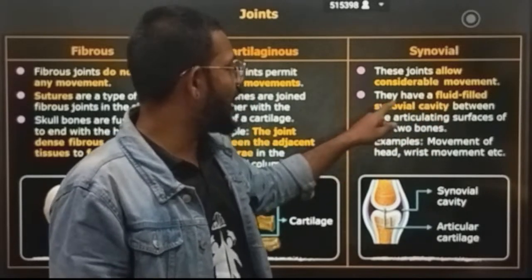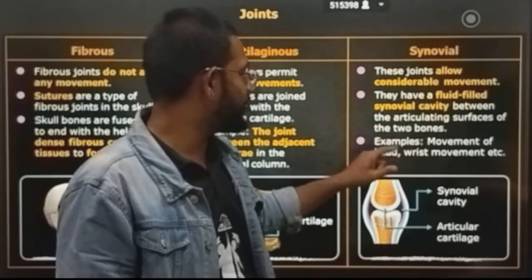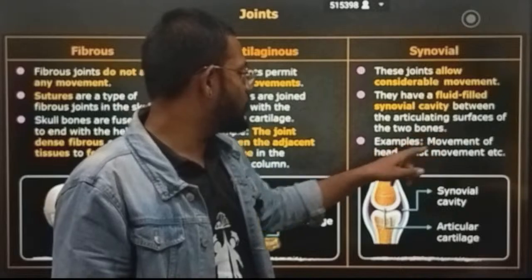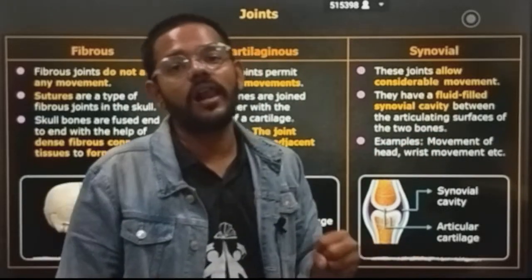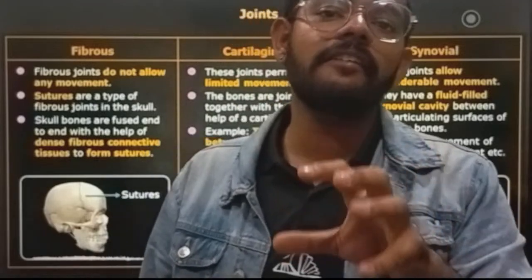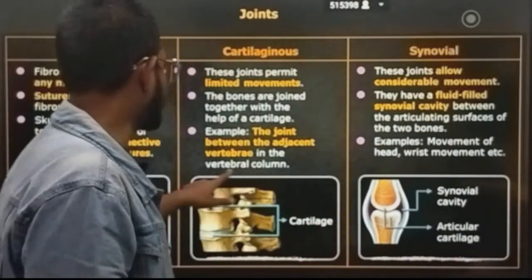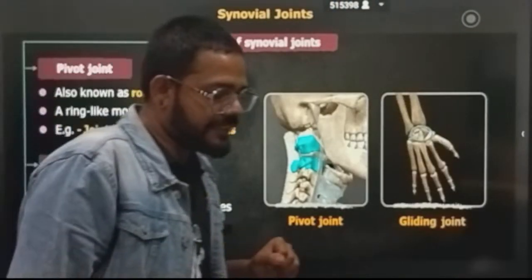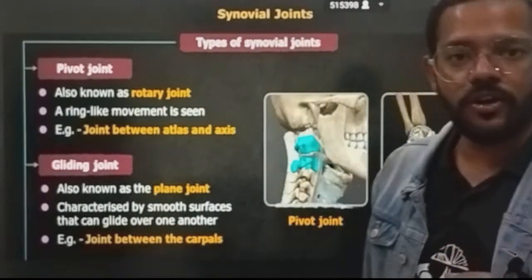They have a fluid-filled synovial cavity between the articulating surfaces of two bones. Example, movement of head, wrist bone. These all are examples of synovial joints, and we are going to see these joints one by one, which are present in our body. Different types of synovial joints are there inside your body.